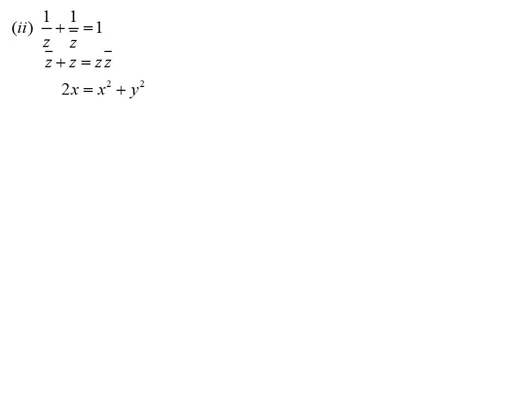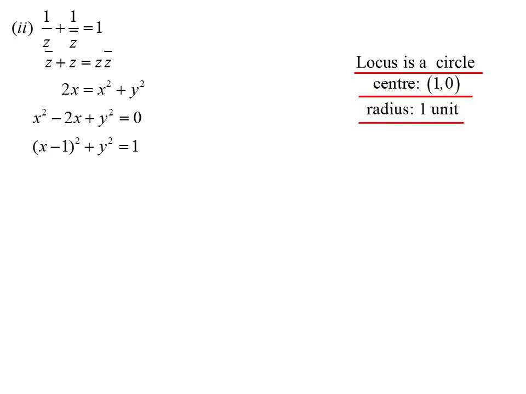z plus z conjugate I know is twice the real part. So I'm talking about Cartesians, that's going to be the x value. So 2x. z times z conjugate, there's our good old sum of two squares. I got a circle again. Now let's play around with it. There it is: x minus 1 squared plus y squared is equal to 1. Locus is a circle, centre 1, 0, radius 1 unit.